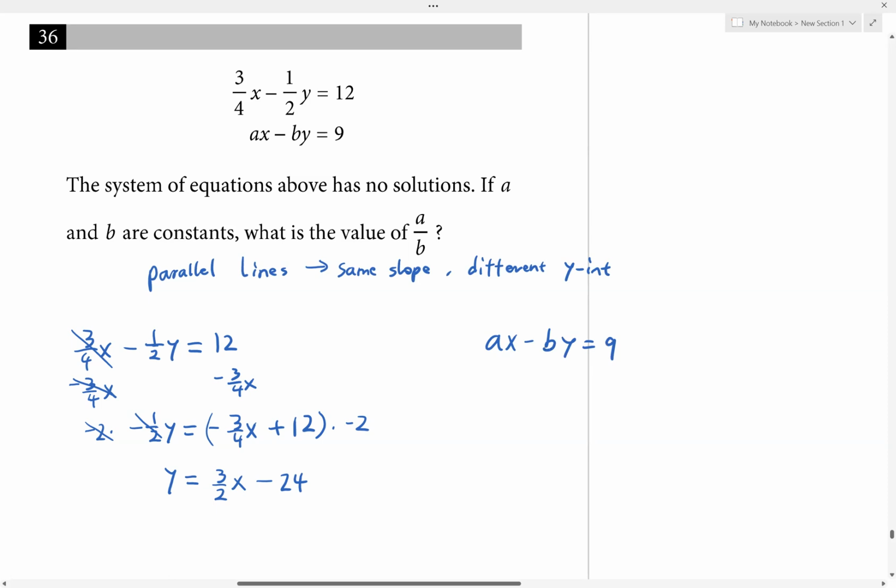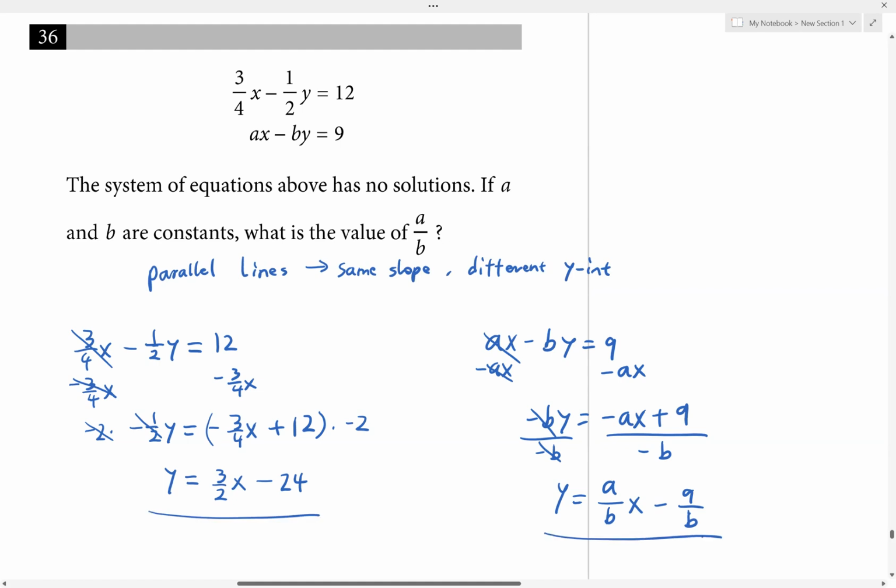So let's again solve for y. We'll do minus ax on both sides, and negative by equal to negative ax plus 9. To solve for y, we can divide by negative b on both sides. So y by itself, on the right we have negative ax over negative b, then both negatives will cancel out. So we get a over b times x. And then on the right is 9 over negative b, which is negative 9 over b. Okay. So now these two are the equations that we have.